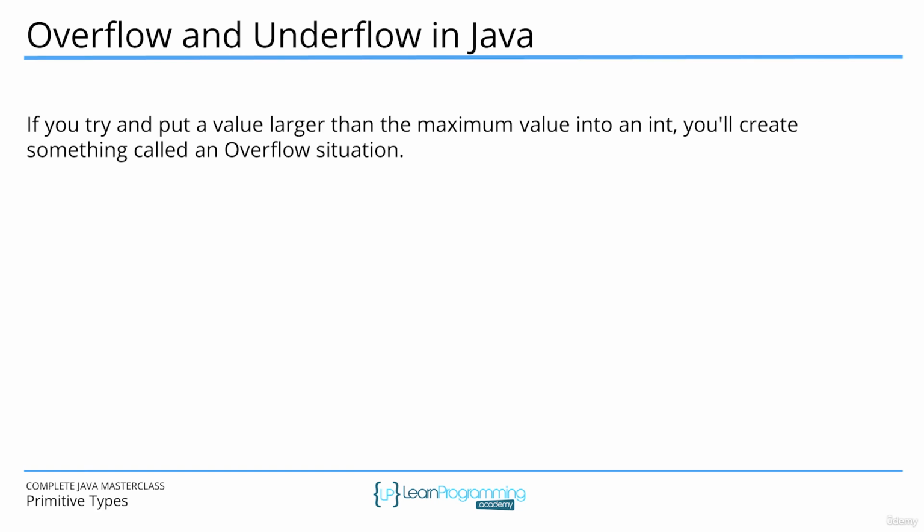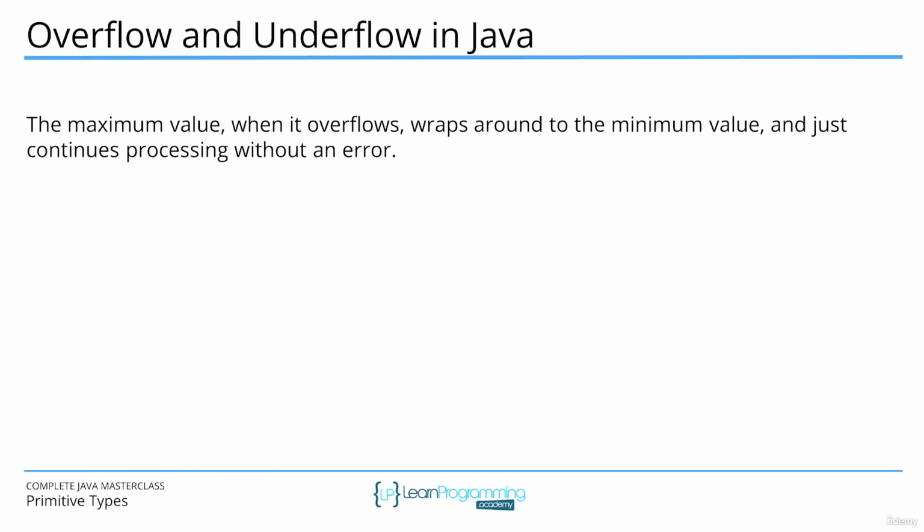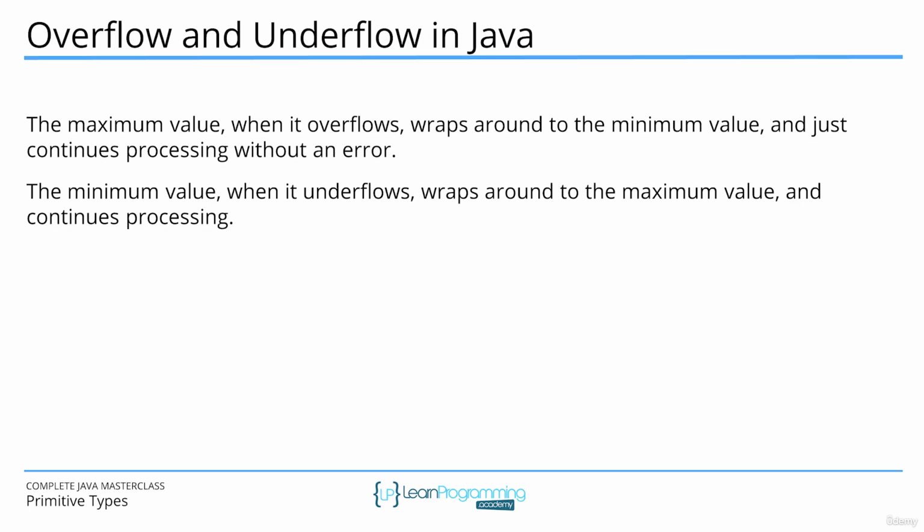If you try and put a value larger than the maximum value into an int, you'll create something called an overflow situation. And similarly, if you try to put a value smaller than the minimum value into an int, you cause an underflow to occur. These situations are also known as integer wraparounds. The maximum value, when it overflows, wraps around to the minimum value and just continues processing without an error. The minimum value, when it underflows, wraps around to the maximum value and continues processing.